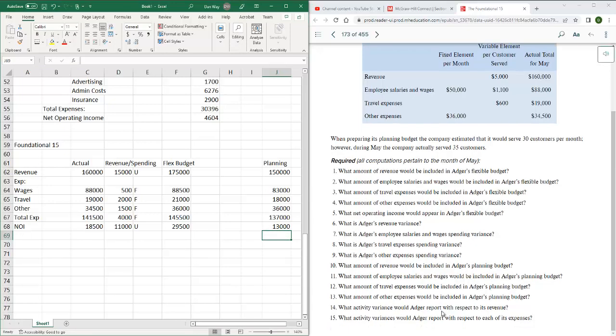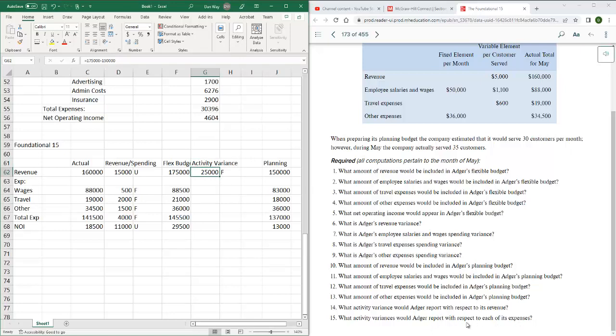Now the last two items wanted to know what activity variance we would report with respect to revenue. Okay, so that's comparing our flex budget revenue to our planning budget revenue. 175 versus 150. That's a difference of 25,000. Flex is greater than planning. It's a revenue item, so we'd say that's favorable. And don't forget our little logic check here. We served more customers than we had expected to or that we had planned to, so we should have a favorable activity variance for that period, for revenue.